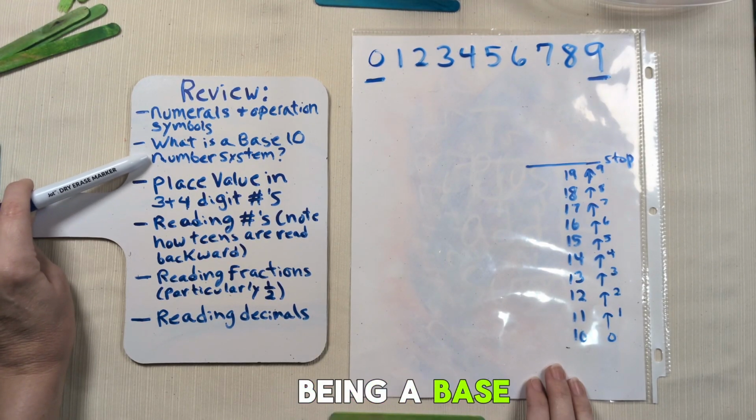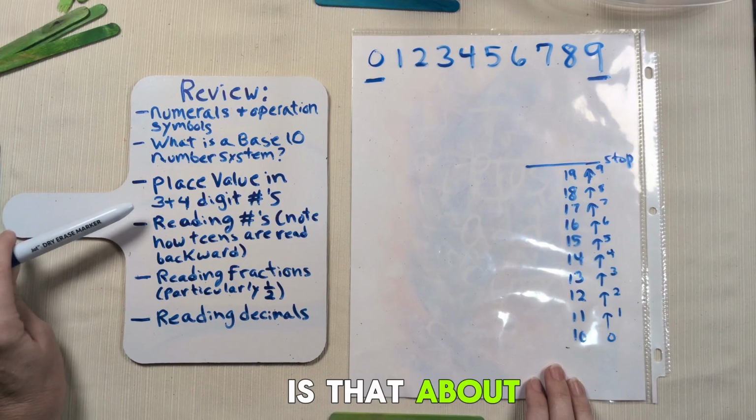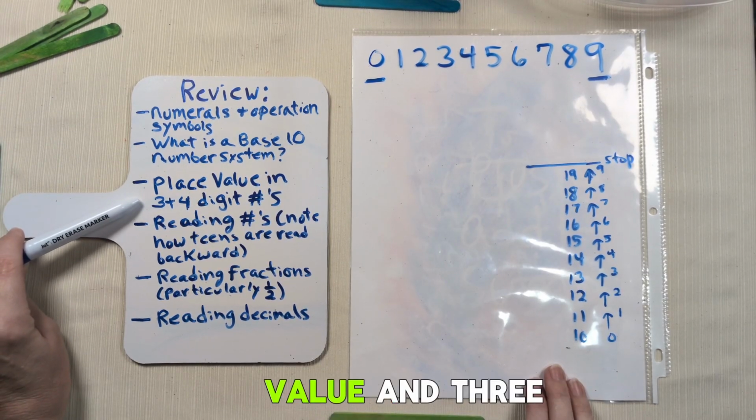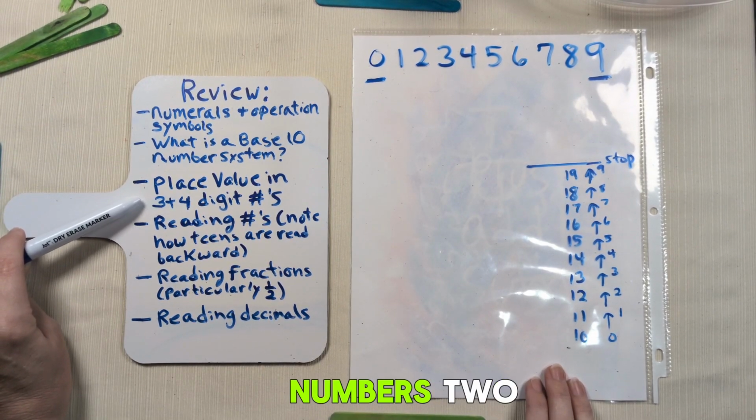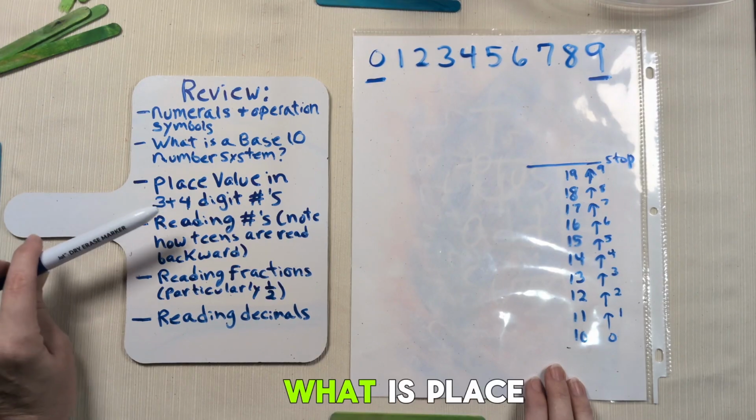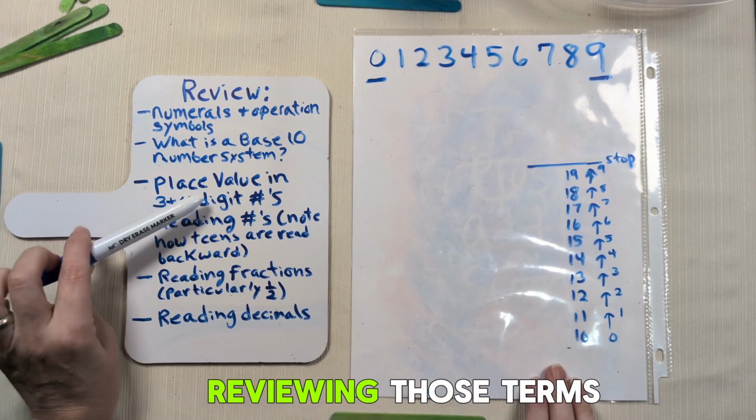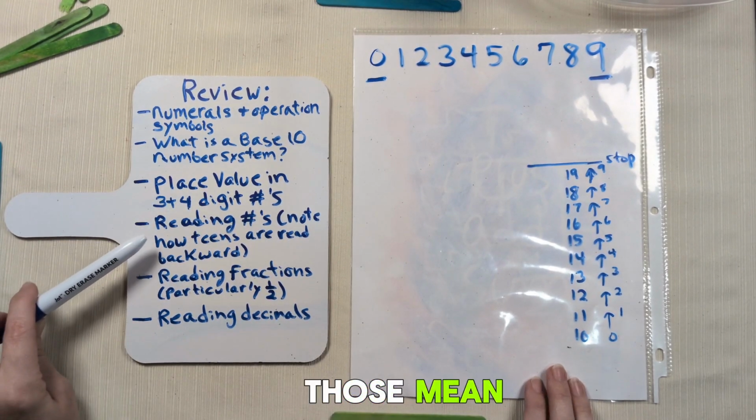and talk about being a base 10 system. What is that about? Talking again about place value in 2, 3, and 4 digit numbers. What is place and value? Reviewing those terms and what exactly those mean.